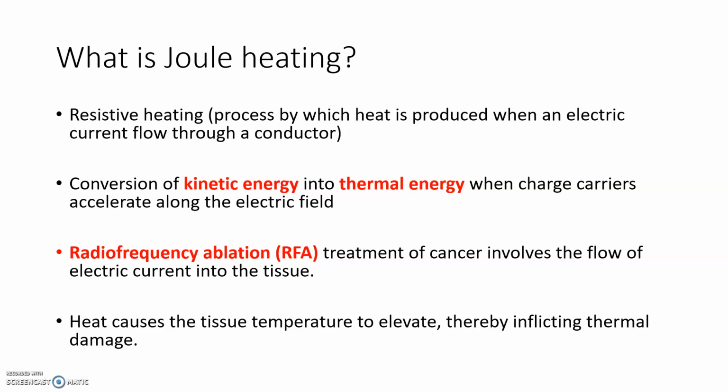Joule heating is basically resistive heating. It is simply a process by which heat is produced when an electric current flows through a conductor. An example would be how a copper wire will heat up when you pass an electrical current through the wire. Joule heating involves the conversion of kinetic energy into thermal energy when charge carriers accelerate along the electric field.